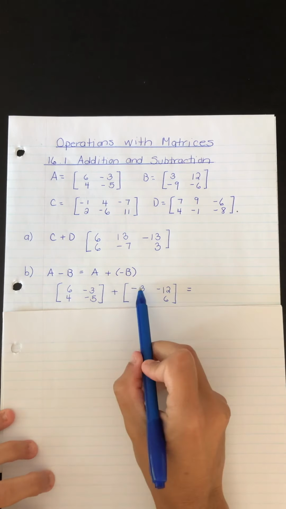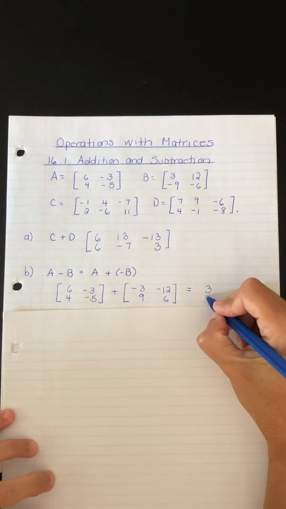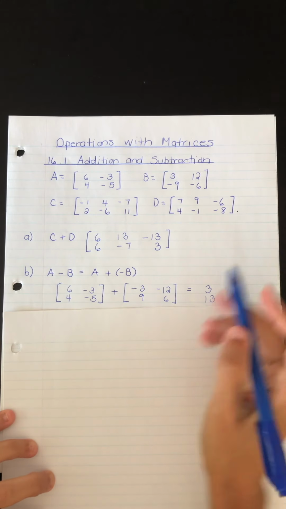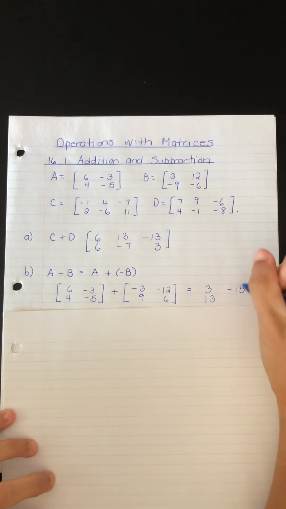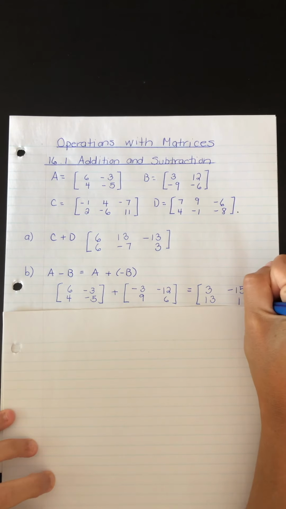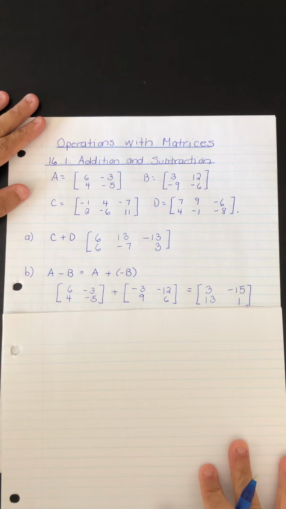Now that that's done, we can add as we did in the first problem. So 6 added to -3, 4 added to 9, -3 added with -12, and -5 added with 6. And there is A minus B.